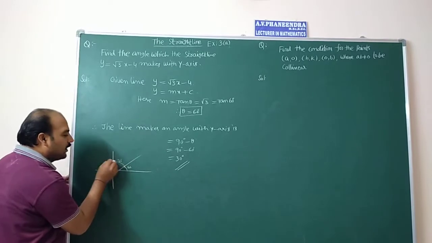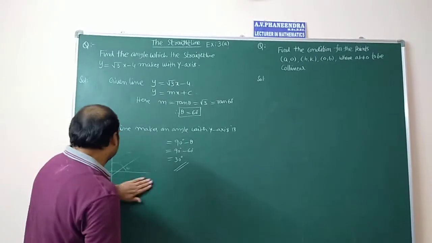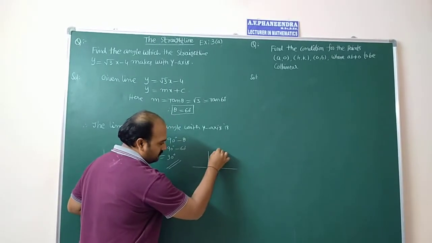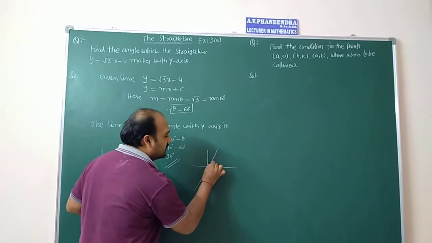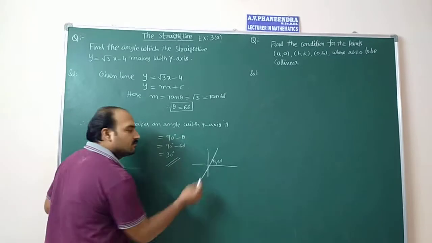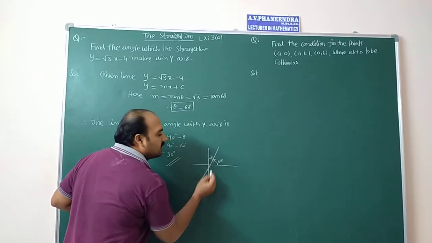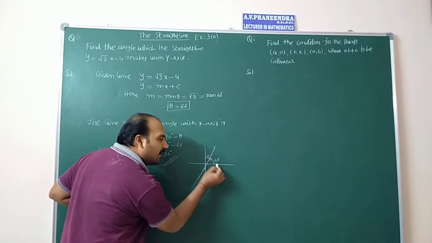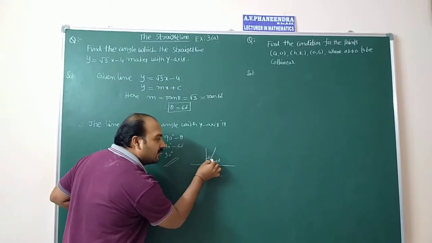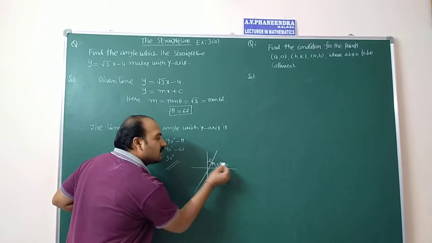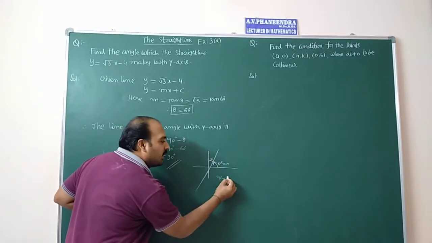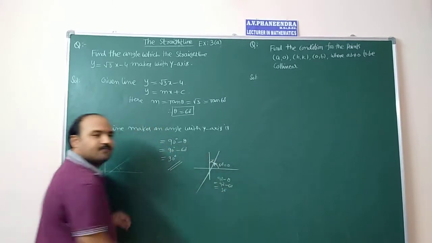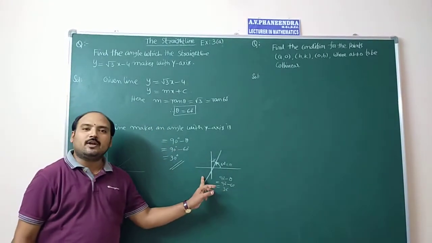Otherwise, you can take the diagram like this also. This line makes an angle of 60 degrees. This remaining part is 30. The angle between the x-axis and y-axis is 90. That's why, from 90 we subtract the angle the line makes with the x-axis, then the angle with the y-axis will come. 90 minus theta, that is the reason 90 minus 60 is equal to 30. From the diagram we can get it this way.